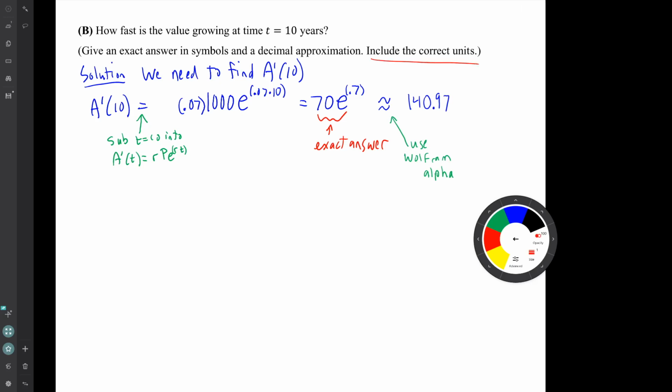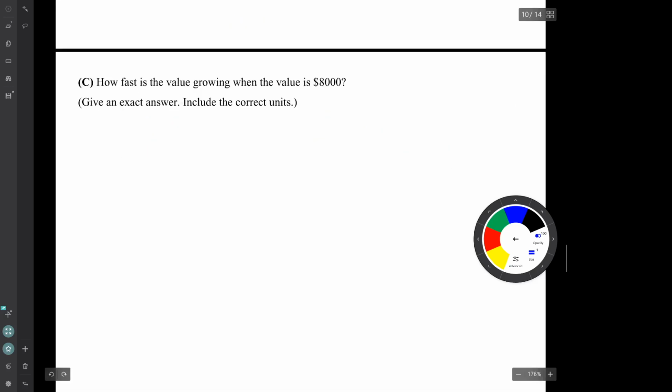This is a rate of change. How fast is the value growing? So the units of this are going to be whatever the units are for the value divided by whatever the units are for the time. So that's our rate of change, roughly $140.97 per year. Let's go on to the next part.